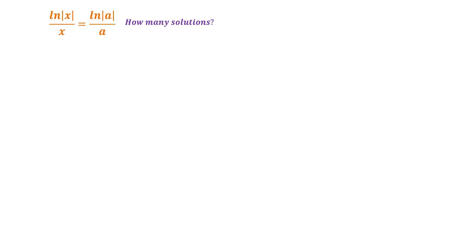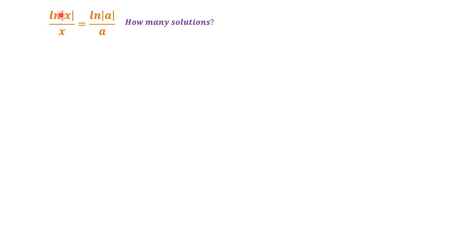Hello, in this video, we're going to discuss how many solutions this equation has for different values of a. The equation is ln|x|/x = ln|a|/a. So x is the unknown and a is a constant.